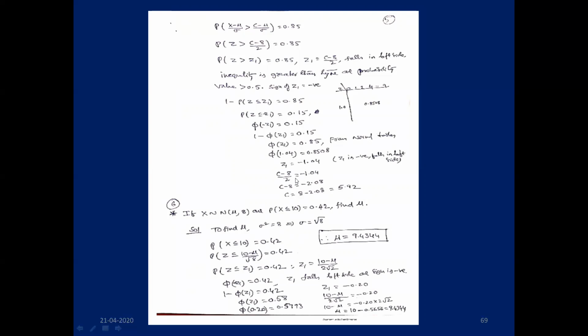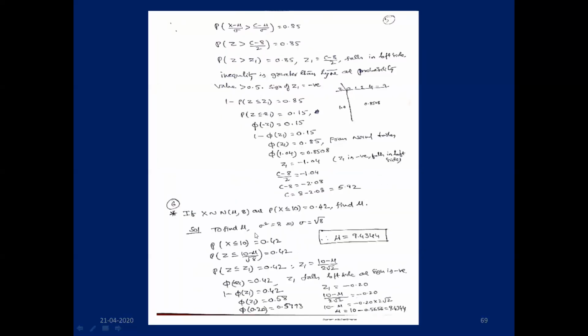C minus 8 by 2 is equal to minus 1.04. C minus 8 is equal to minus 2.08. C is equal to 8 minus 2.08, that is equal to 5.92. This is the C value. So this is a way of finding the constant values when probabilities are given. The probability value is 85% here, and the C value is 5.92.